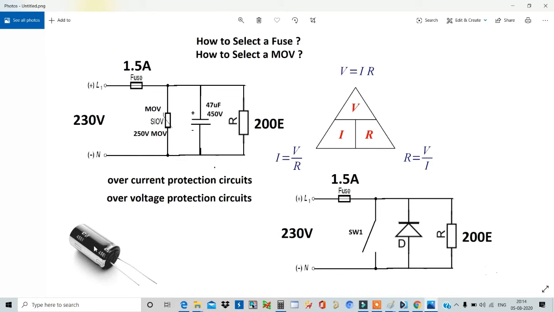I will show you one video. You can see that I am giving high voltage to the capacitor, and how the capacitor reacts.